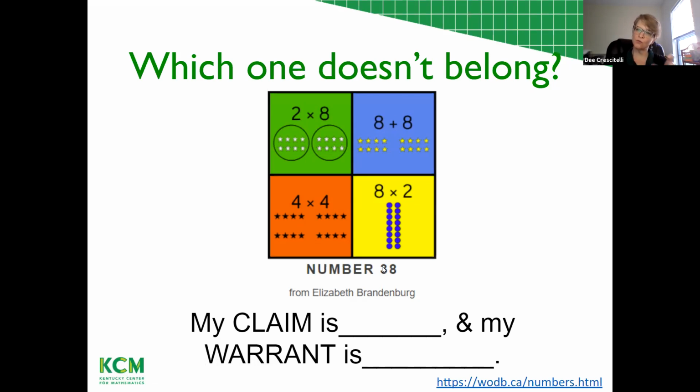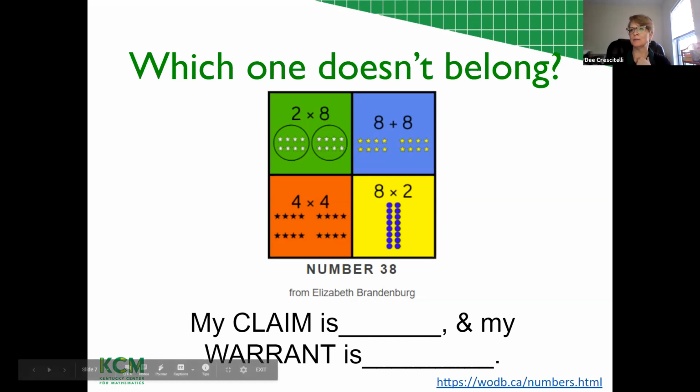And so you can have some really good rich conversations about all the different ways that these arrays show the expressions that are there, right? Tying them to addition, tying them to multiplication, tying them to array work, right? Lots of rich mathematics in this one very simple thing.